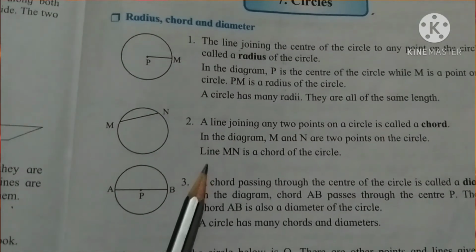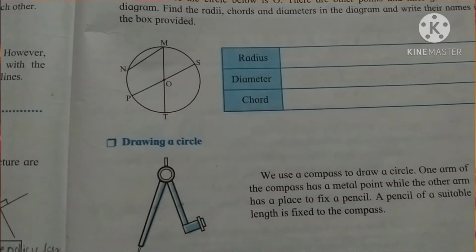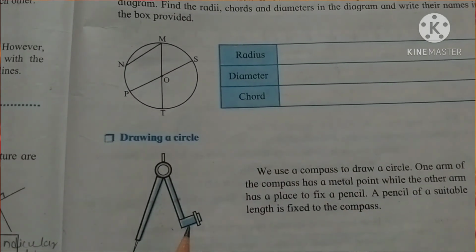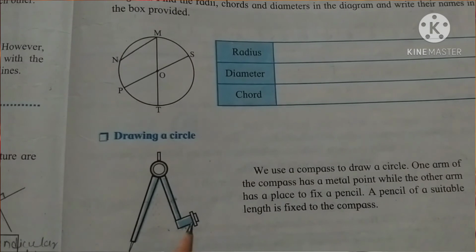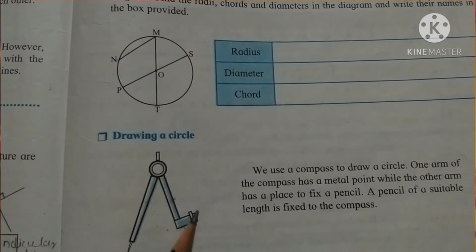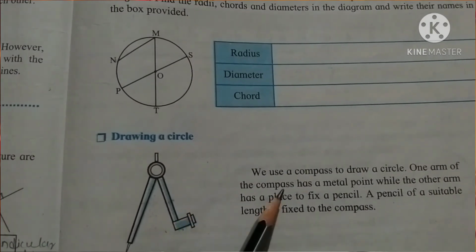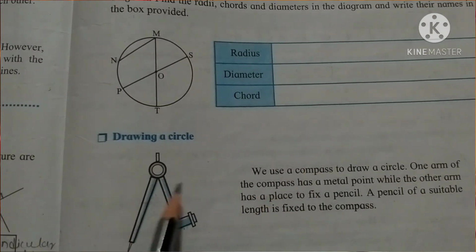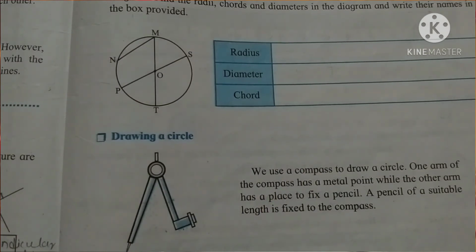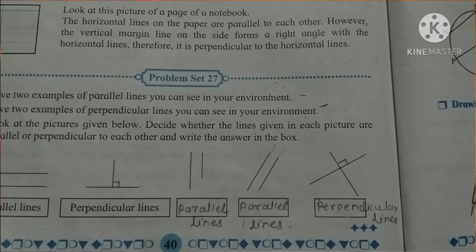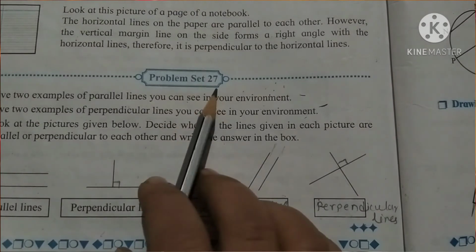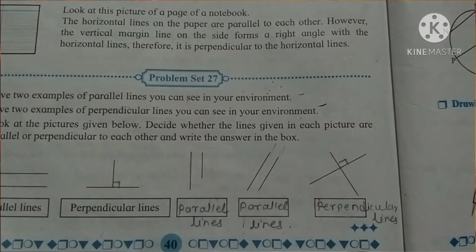For this lesson, you need the compass, that is this Karkatak or compass. Okay, this compass you need, so everyone purchase it. So it is easy for you to start lesson number 7 with drawing the circle. Understood everyone? So this is all about today's part. I think everyone has understood parallel and perpendicular lines. So everyone complete the problem set 27 and learn the tables. Learn and write the tables also. Understood everyone? Okay. Thank you.